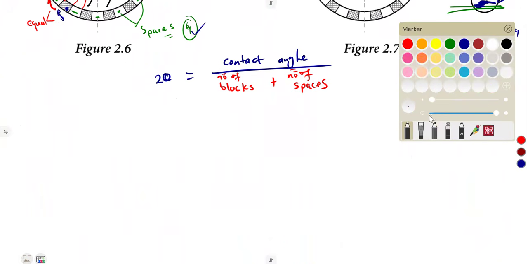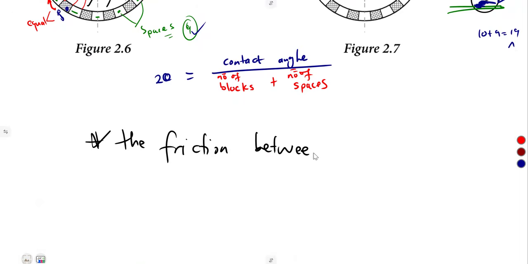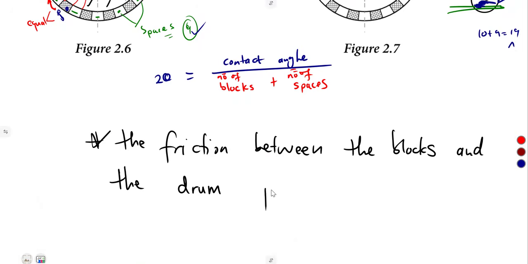All right, another statement that you must also consider when working with band and block brakes is that the friction between the blocks and the drum provides the braking action. So this is the friction between the blocks and the drum. So it is the blocks and what? And the drum provides the braking.